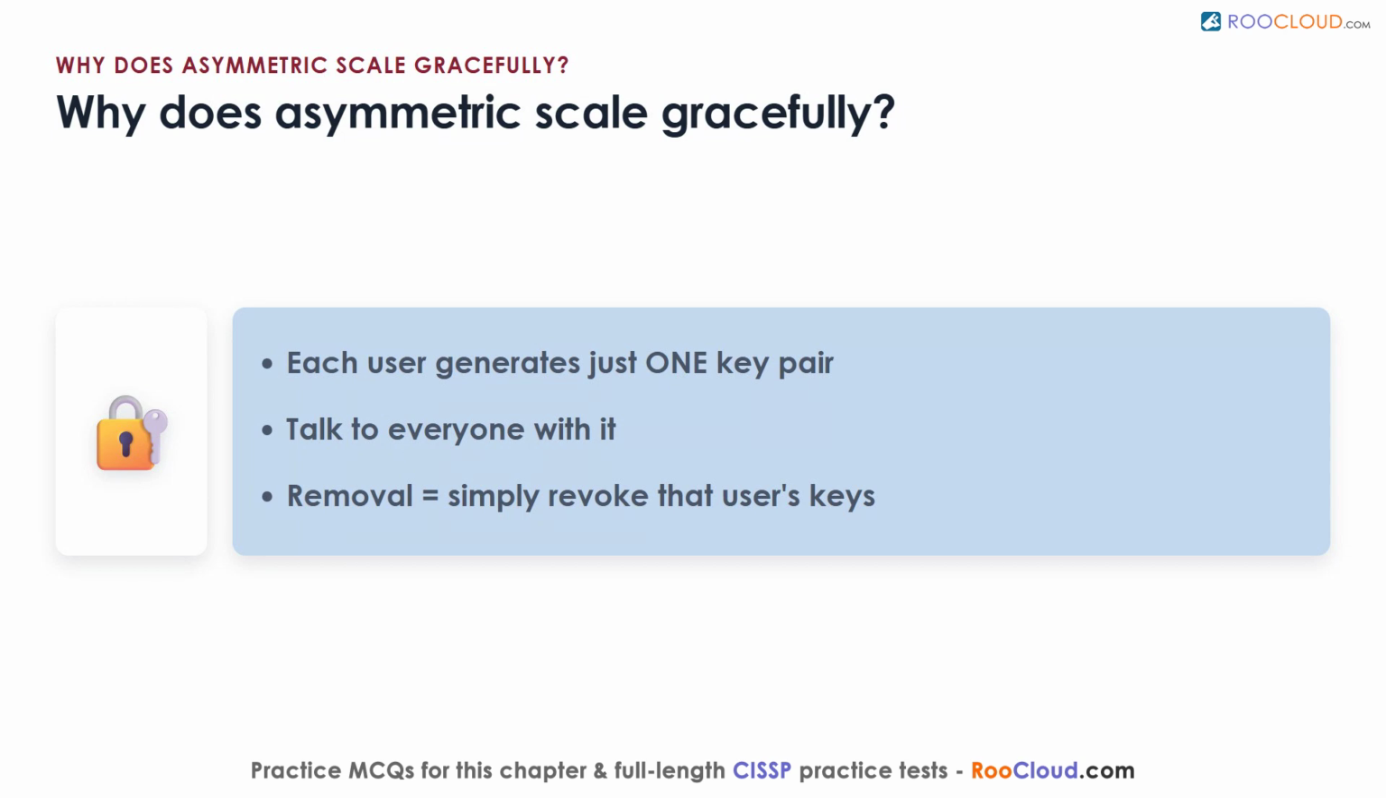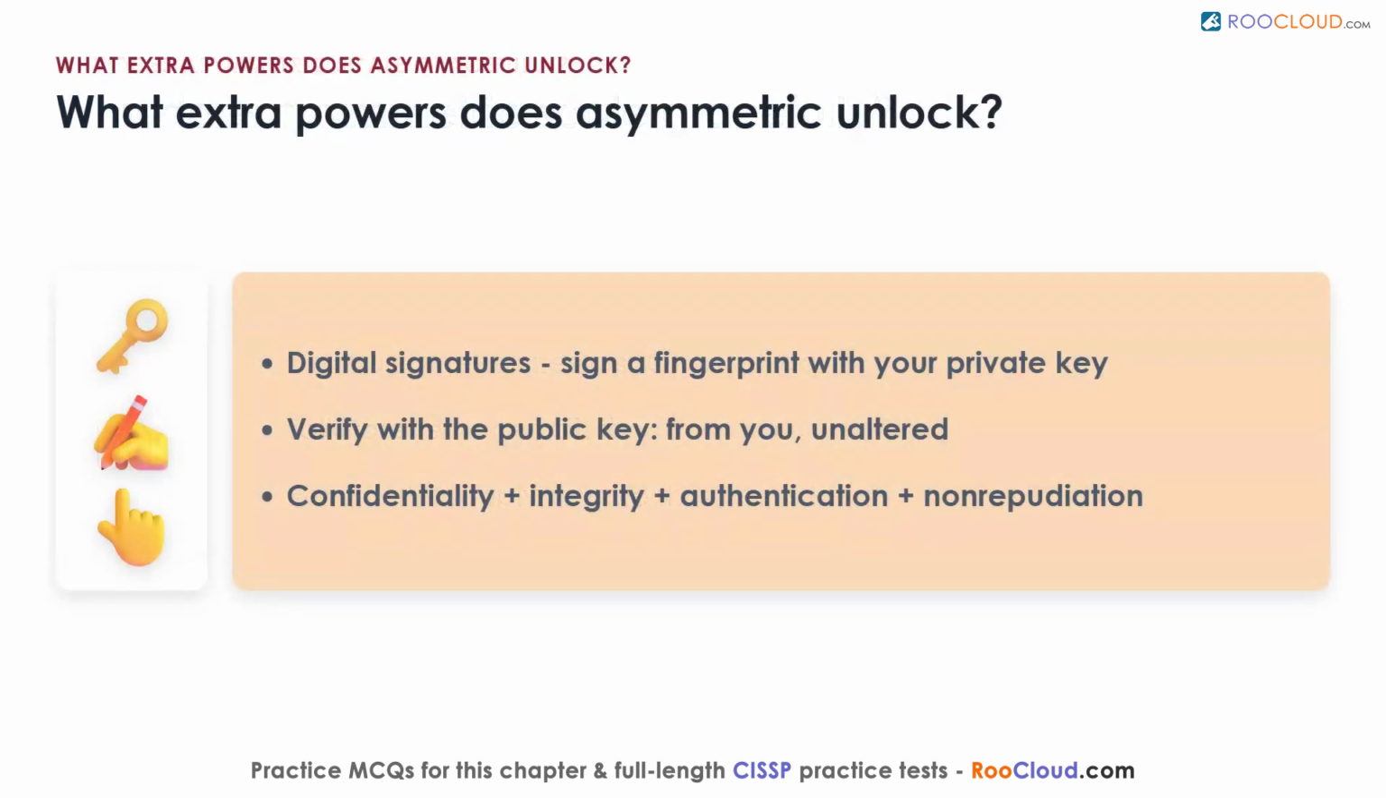Picture a company directory. One published extension per person lets the whole building reach them, no matter how many people join. What extra powers does asymmetric encryption unlock? It delivers capabilities symmetric encryption cannot. Because a private key belongs to exactly one person, it enables digital signatures.